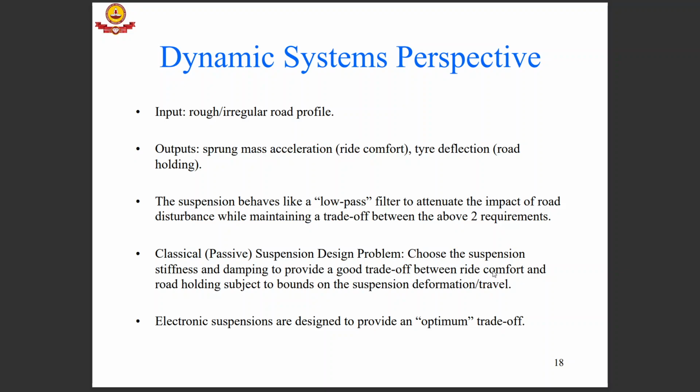And so a classical suspension design problem, again coming back, is to provide a good trade-off between ride quality and comfort, and an electronic suspension is designed to provide an optimum trade-off. Depending upon operating condition, one may prioritize better road holding or better ride comfort, and the suspension components, like the spring stiffness in case of pneumatic suspension, can be tuned or modified to provide what is defined as optimal.